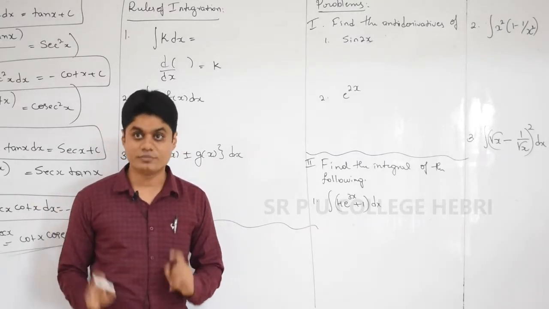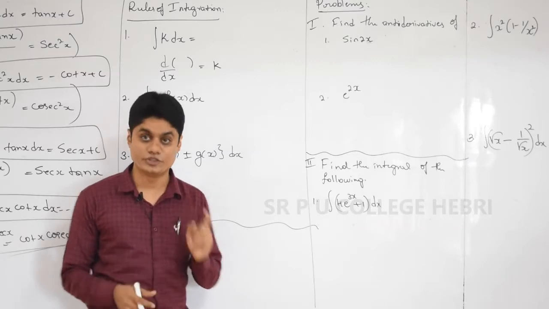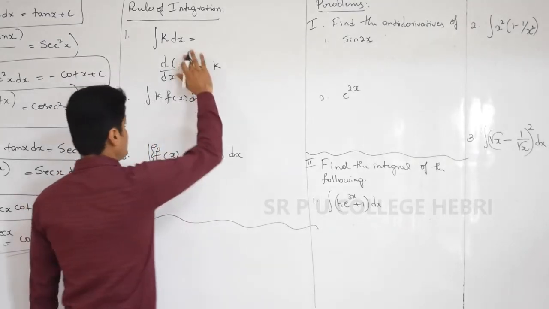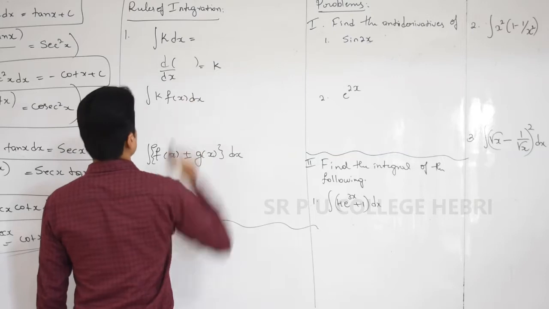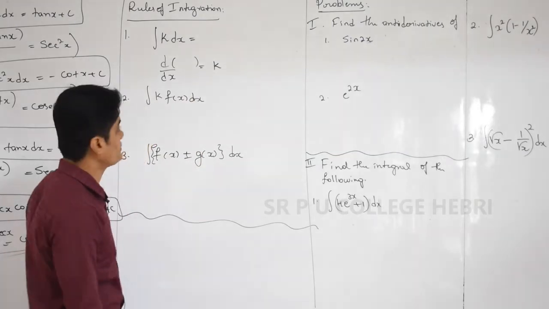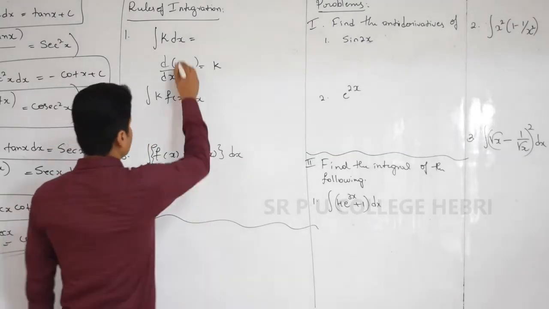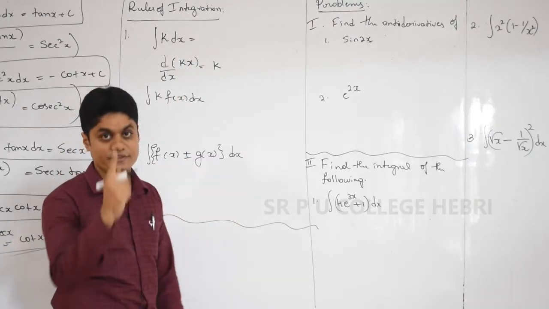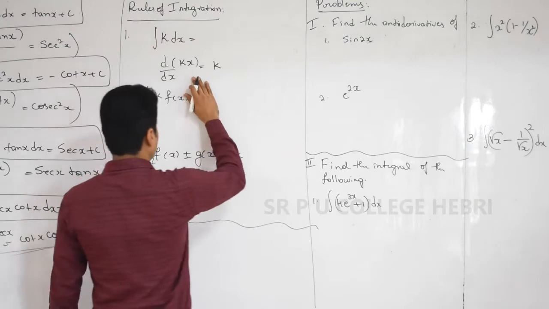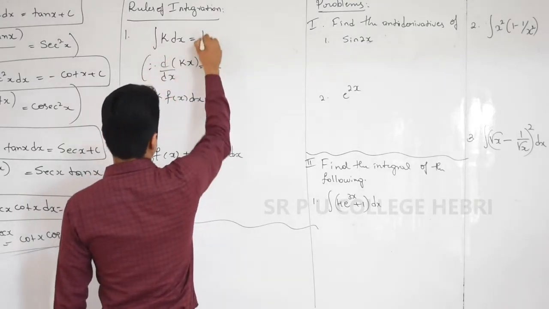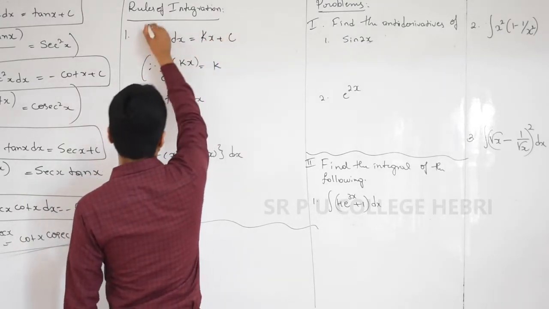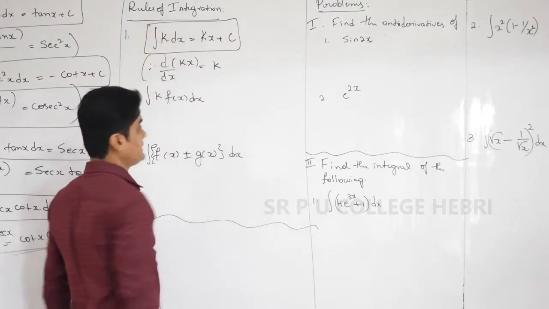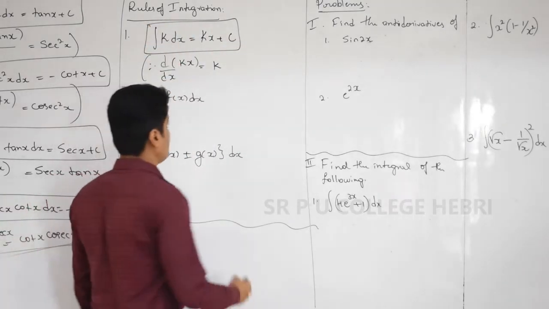Differentiation of constant is 0, but integration of constant is not equal to 0, because you will get a function other than 0 whose differentiation is k. Can you give me a function whose differentiation is k? Yeah, right. It is k into x. What is the differentiation of k into x? K into differentiation of x. Differentiation of x will be 1. So integration of constant is kx plus c. Please remember, integration of constant is constant into that one variable x plus c.